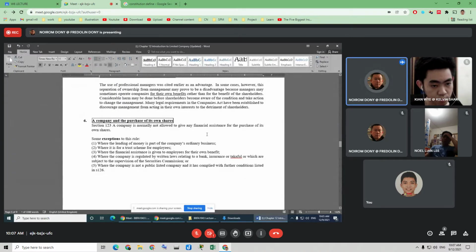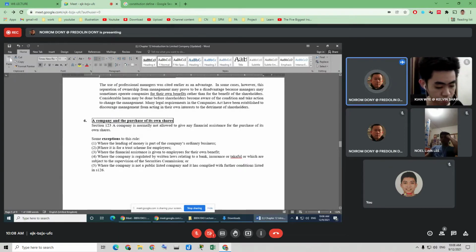Now, a company and the purchase of its own share. Section 123, a company is normally not allowed to give any financial assistance for the purchase of its own share. So meaning in this act, 123A, so they are not allowed, okay, prohibited buying their own share. So some exception to this rule where the lending of the money is part of the company ordinary business, unless, yeah, this meaning the section is not applicable if this is happening.